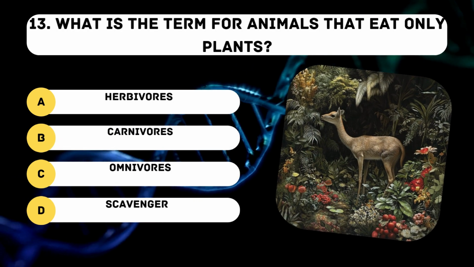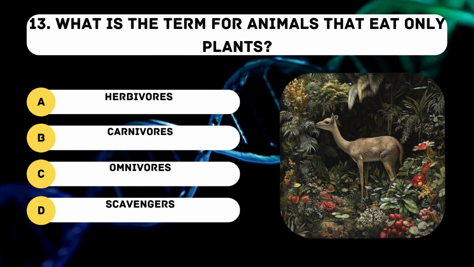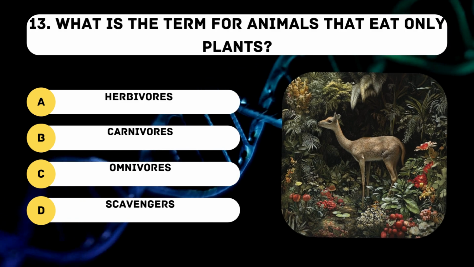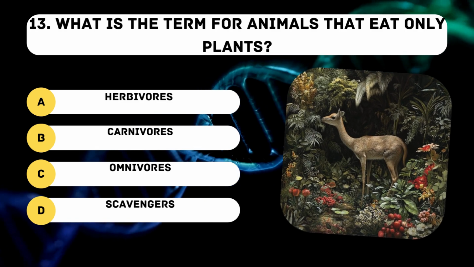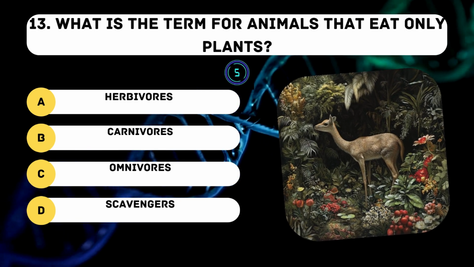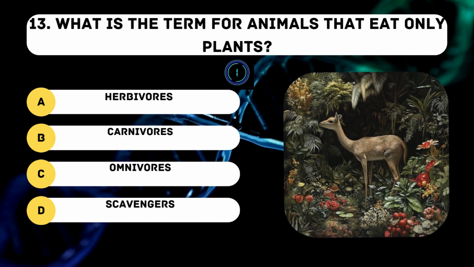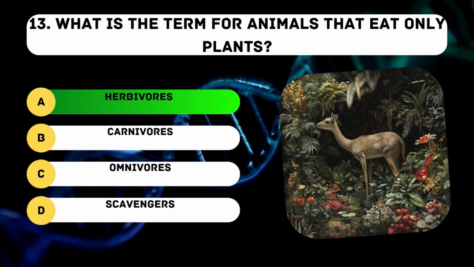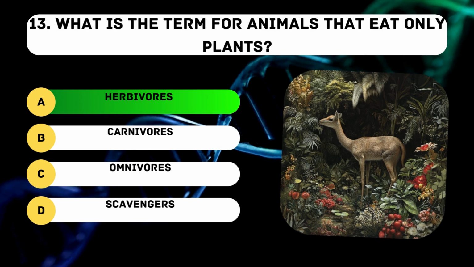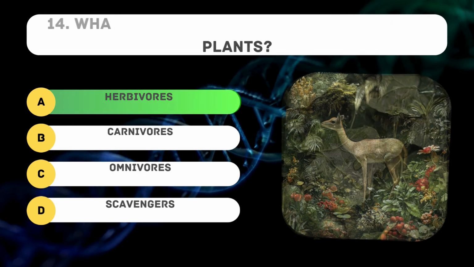13. What is the term for animals that eat only plants? A. Herbivores. B. Carnivores. C. Omnivores. Or D. Scavengers? The answer is A. Herbivores. Herbivores are animals that feed exclusively on plant material.